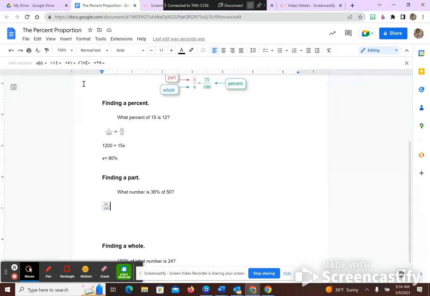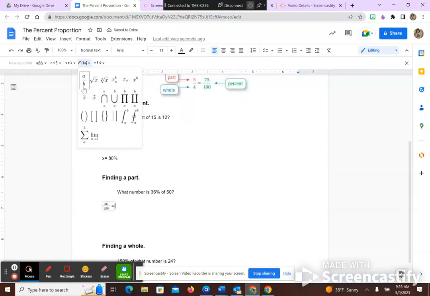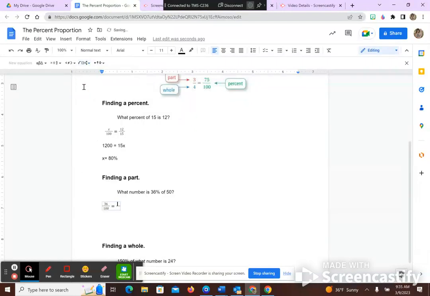Then I'm trying to figure out what number is 36% of 50. 50 is going to be the whole, or the bottom of the ratio, okay? So this time, if I'm finding the part of the whole, the variable goes on the top of the ratio. So I'm going to put the X there, and I'm going to put the 50 on the bottom.